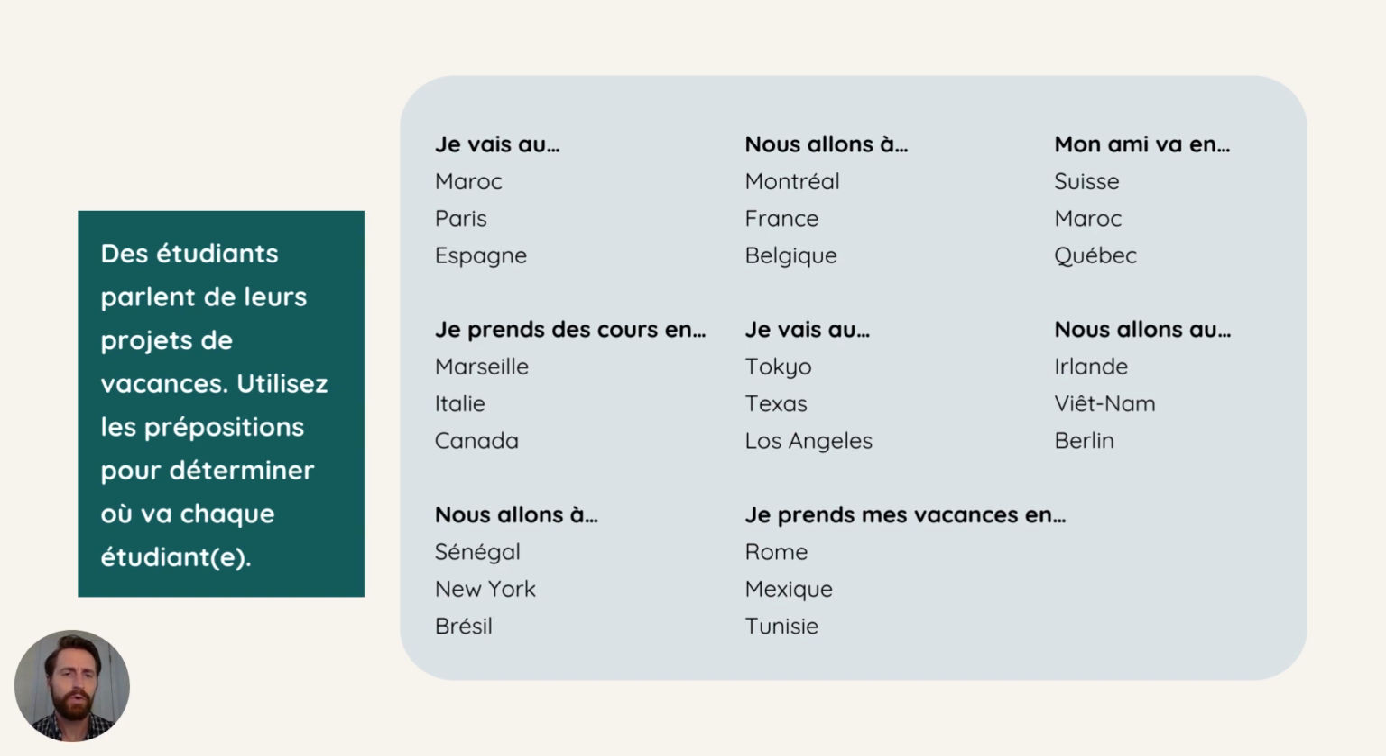Numéro 1, je vais au Maroc. Je prends des cours en Italie. Nous allons à New York. Nous allons à Montréal. Je vais au Texas. Je prends mes vacances en Tunisie. Mon ami va en Suisse. Et nous allons au Vietnam.